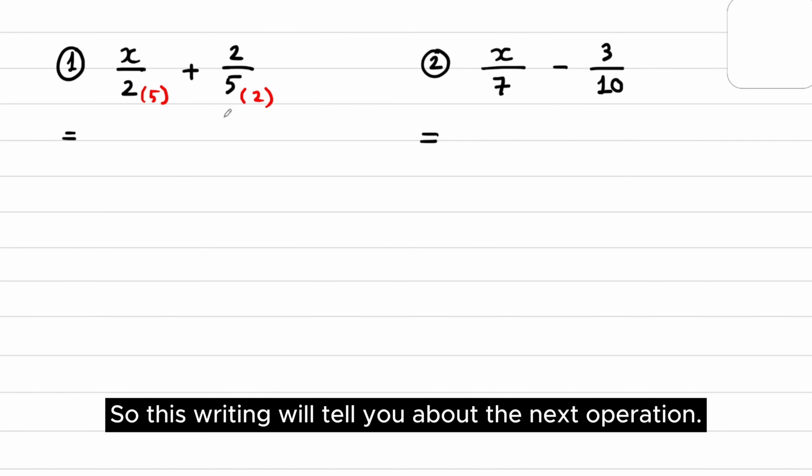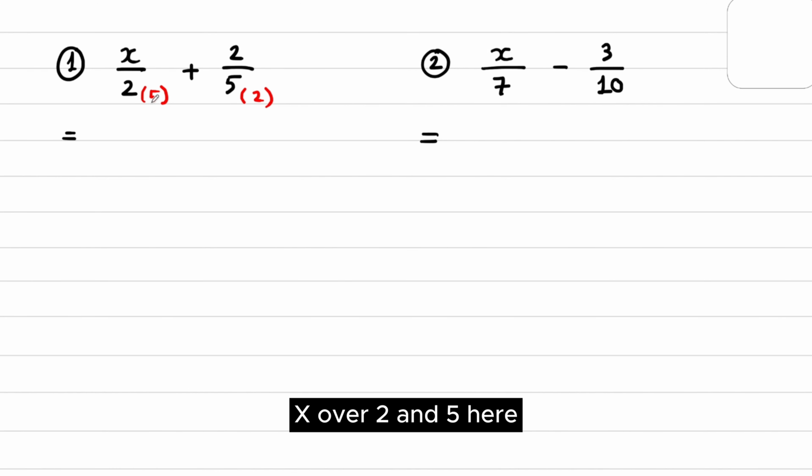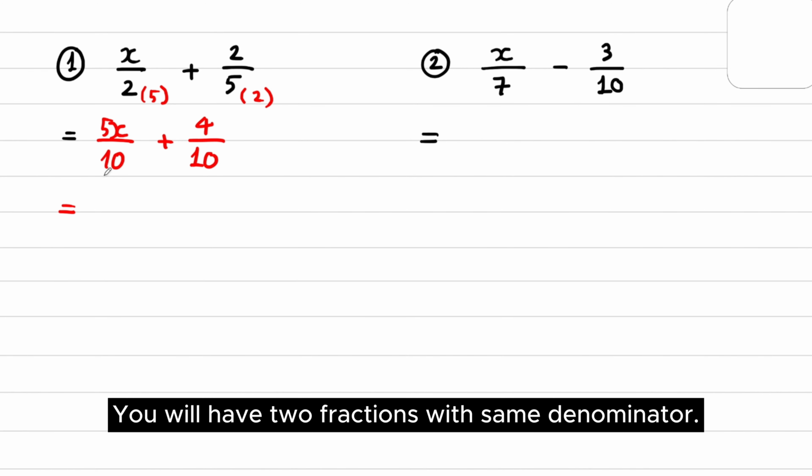So this writing will tell you about the next operation. x over 2 and 5 here, and you get 5 times x and 5 times 2. 5 times x, you get 5x, and 5 times 2, you get 10. The second one, you get 2 times 2 is 4, and 5 times 2 is 10. So after the first step, you will have two fractions with the same denominator.